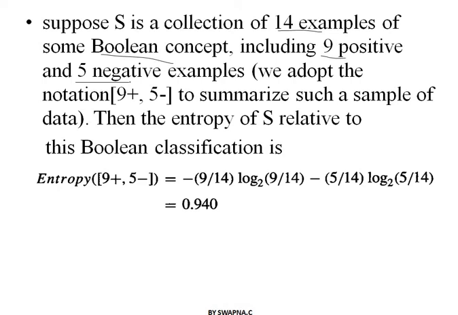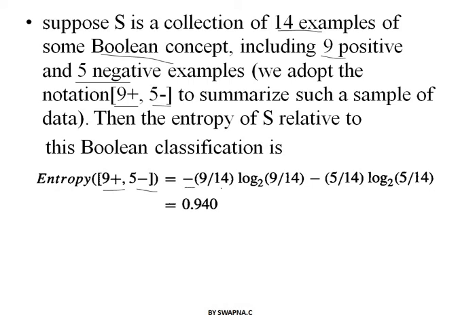The notation we adopt to represent these positive and negative training examples is like this: 9+ means 9 positive training examples, 5- means 5 negative training examples. To summarize the data, we need to find the entropy of S relative to the Boolean classification, that is 0 or 1. So we find the entropy. Here we give the formula, and we replace these values in the formula: 9 positive, 5 negative.